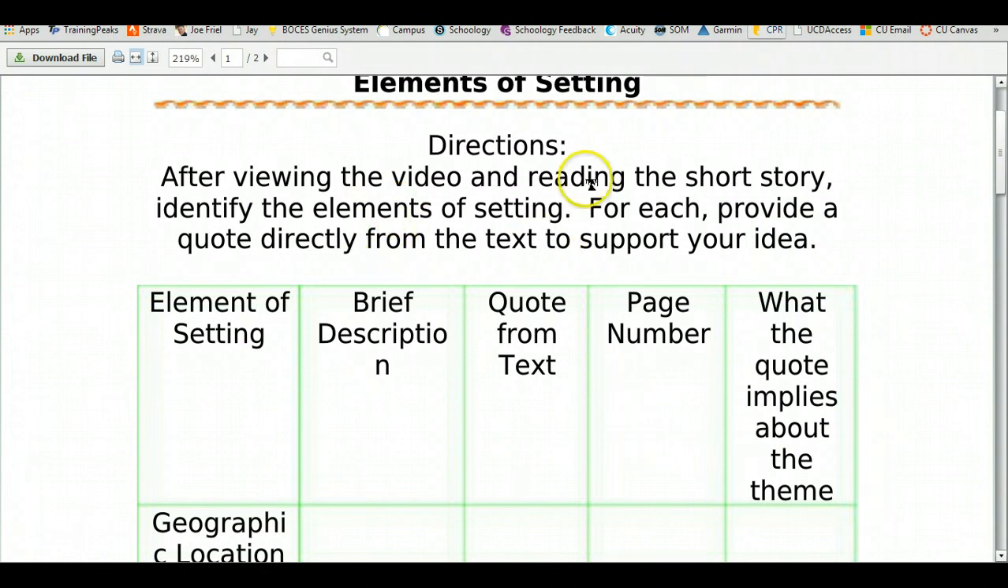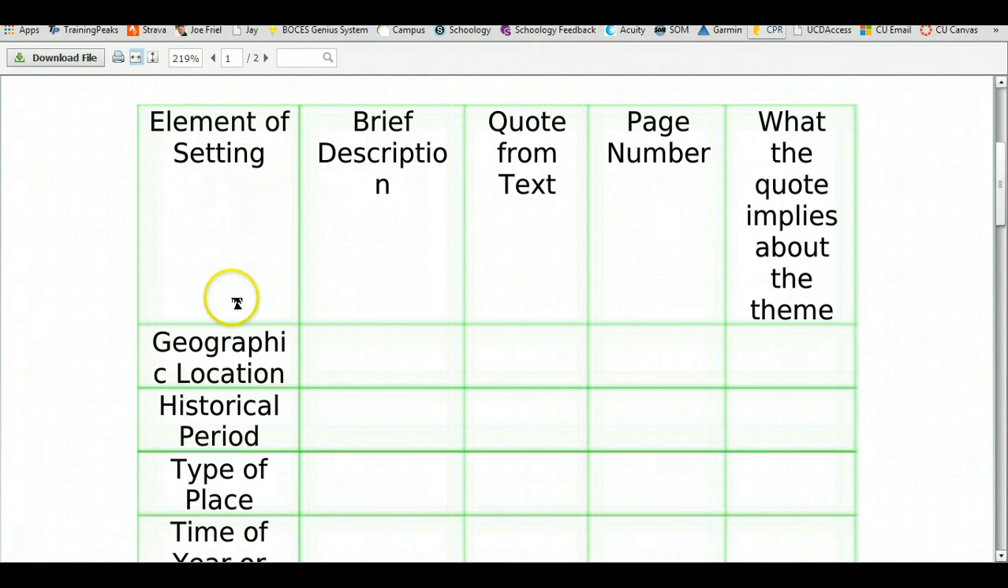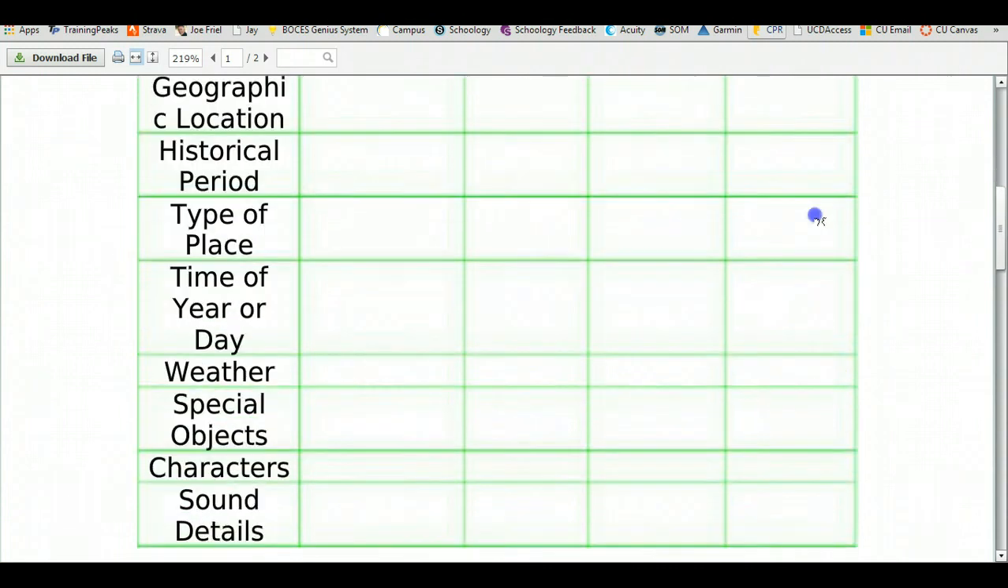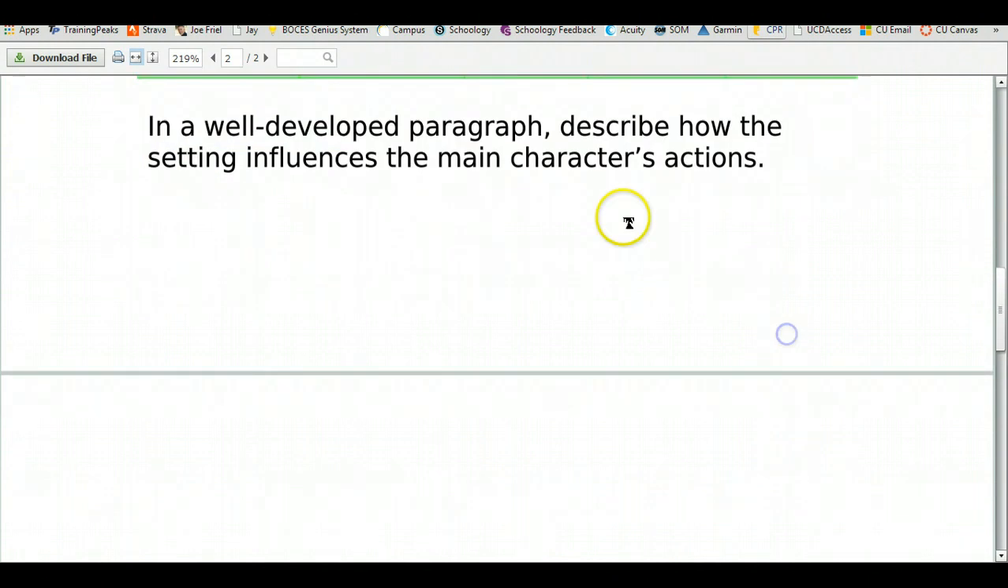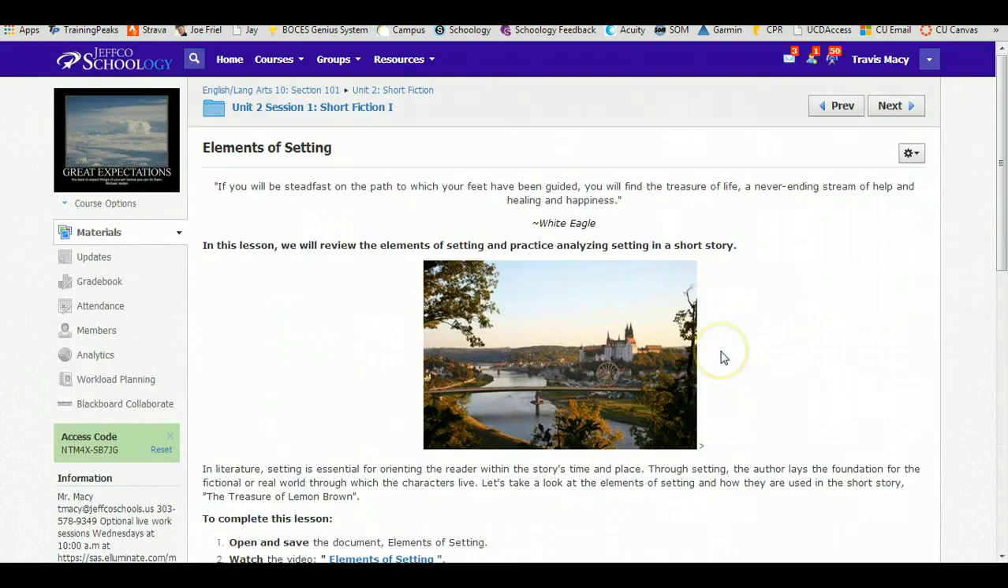So basically what you're doing is identifying elements of setting. These elements of setting are the things talked about in that video. And then these other boxes, the description, the quote from the text, page number, and what it implies about the theme, you're getting from the Lemon Brown story. And also, please don't forget this paragraph down here as well. So that's what we're looking at for that assignment.